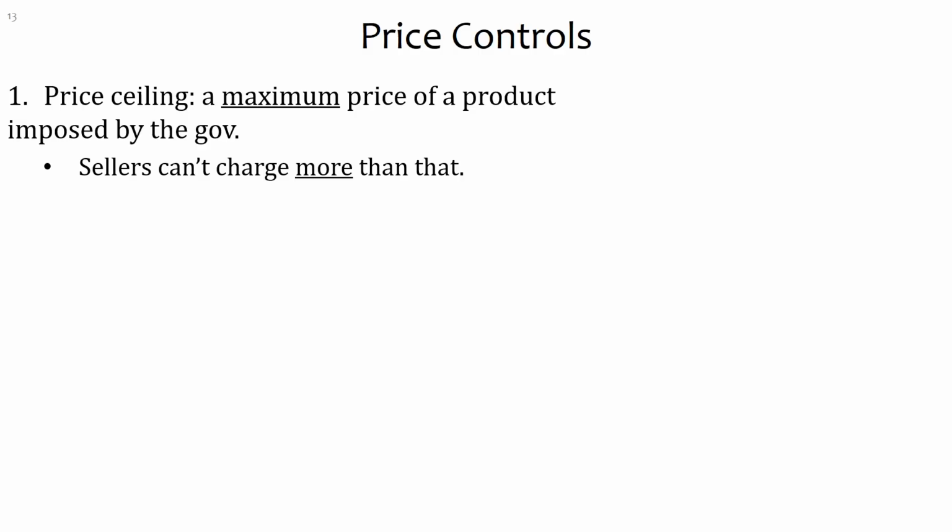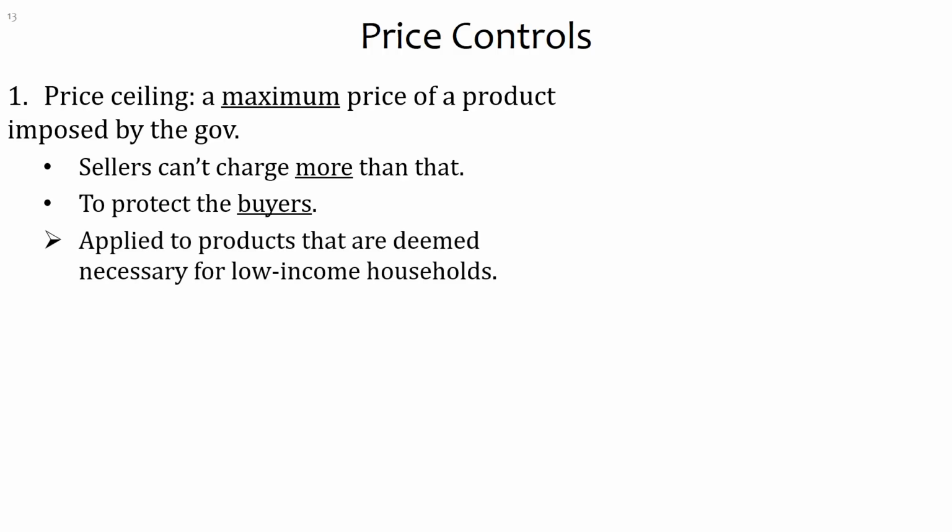Just think of a ceiling. A ceiling is above, right? So that's like the maximum you can go, the highest you can go. And the purpose of that is to protect the buyers. If you think about it, a maximum price is meant to protect the buyers. And it's applied to products that are deemed necessary for low-income households.